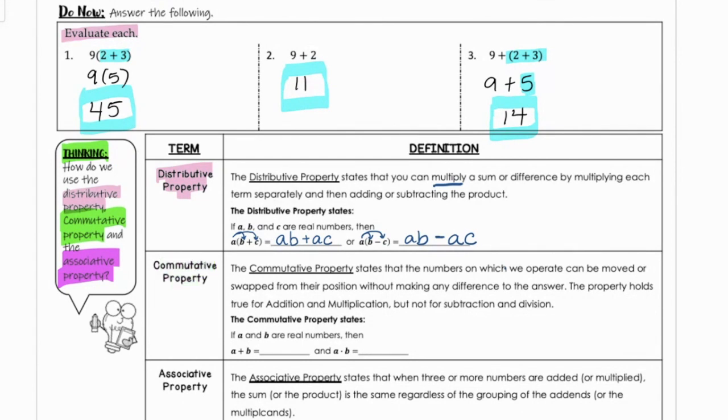Next property, the commutative property. The commutative property states that the numbers on which we operate can be moved or swapped from their position without making any difference to the answer. The property holds true only for addition and multiplication. It does not hold true for subtraction and division. When I think of commutative property, I think of something commuting. Commuting means to move from one place to another.